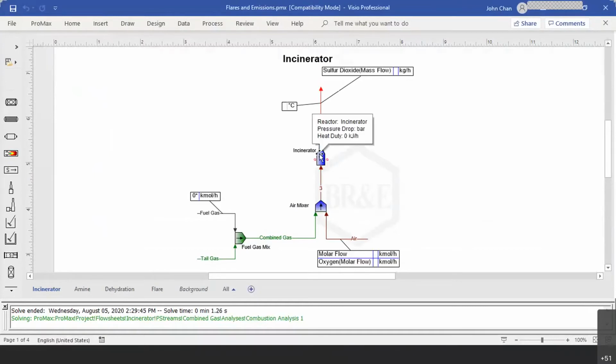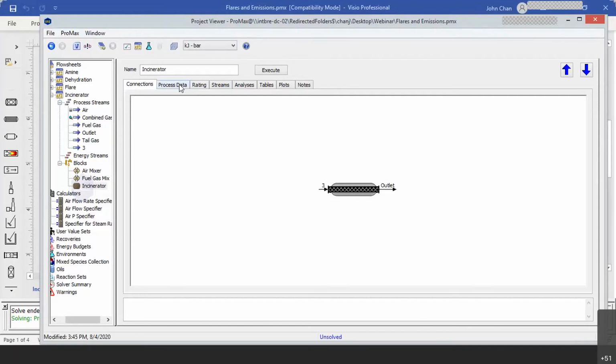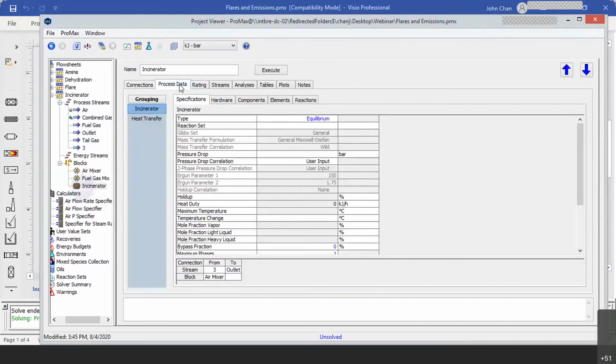Okay, so to do that, I'll double click into my incinerator here. I'll go to my process data tab. First of all, I'll need to change my type to Gibbs minimization. And once I have selected Gibbs minimization, I would then select the Gibbs set, which is burner. Once I've selected these two, I'll need to define my pressure drop. Let's give a pressure drop of 0.